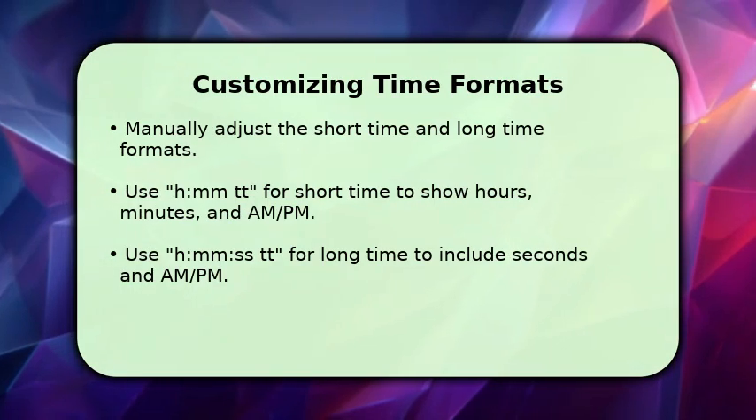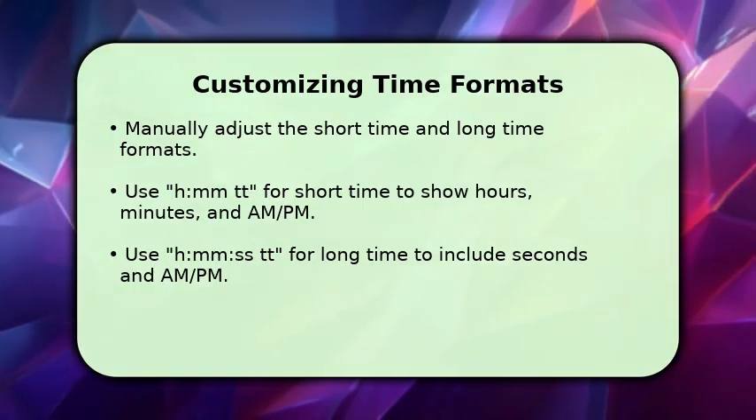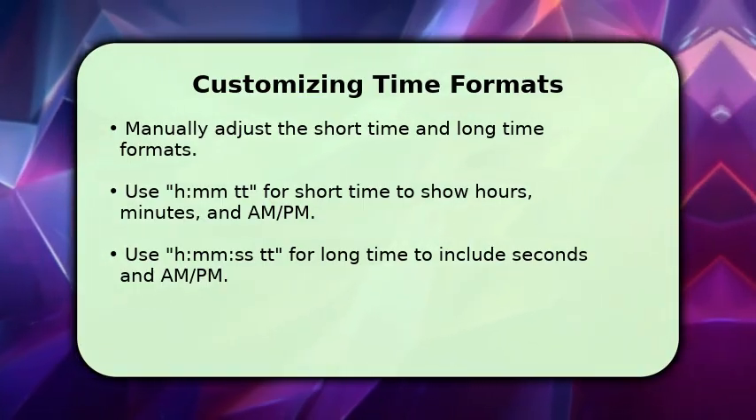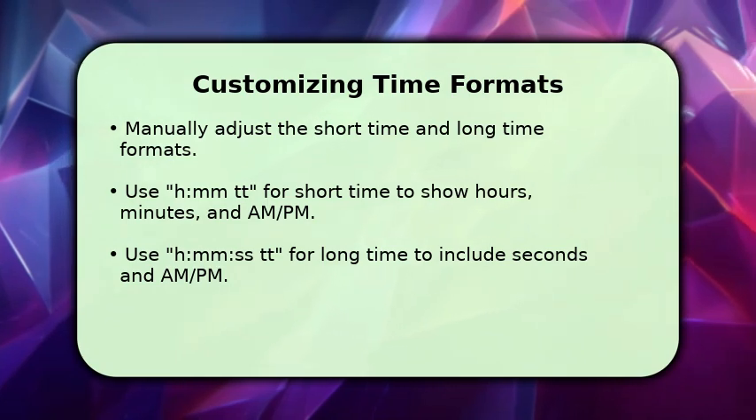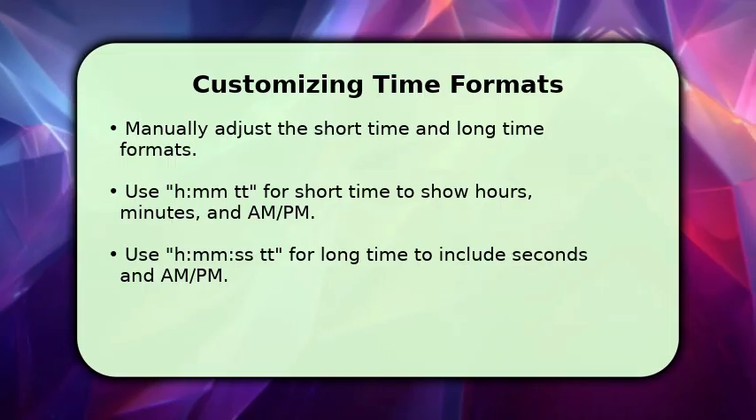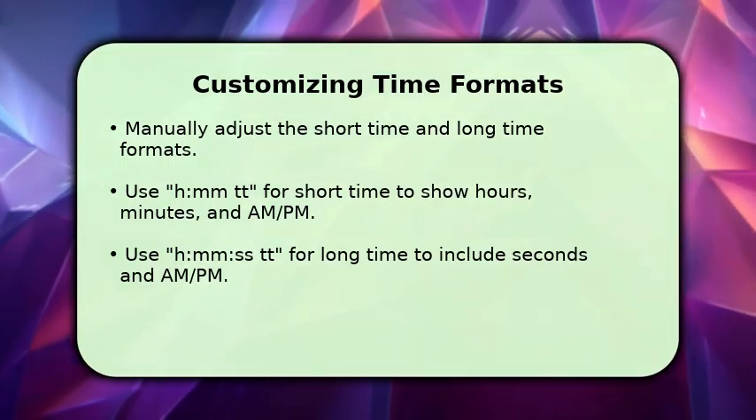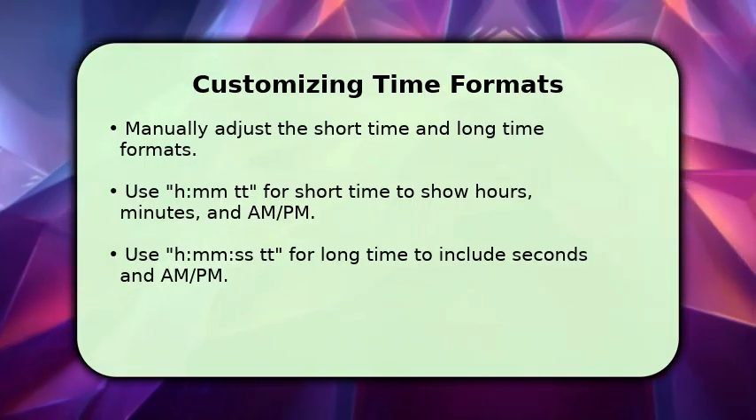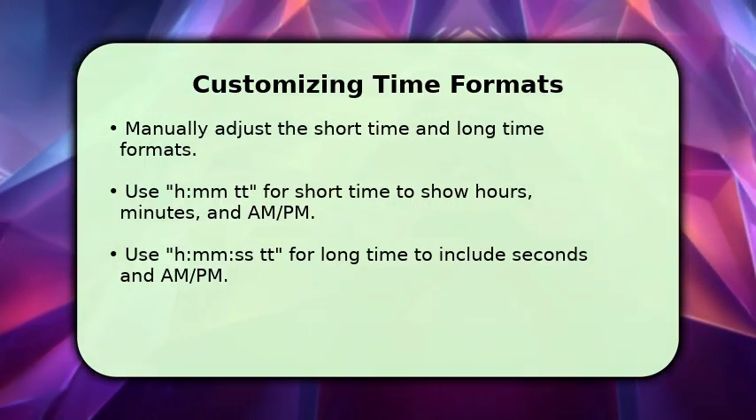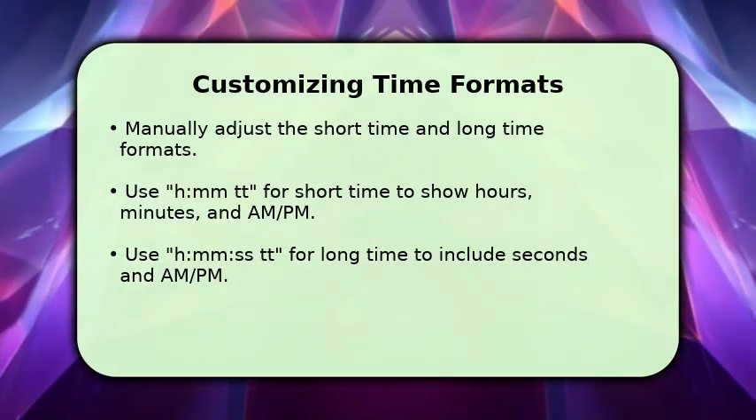If your chosen region doesn't automatically apply the 12-hour format, you can customize it further. Look for the Short Time and Long Time drop-down menus. For Short Time, select h:mm tt to display hours, minutes, and the AM or PM indicator. For Long Time, choose h:mm:ss tt to include seconds as well. These specific formats ensure your time is shown in the 12-hour style.